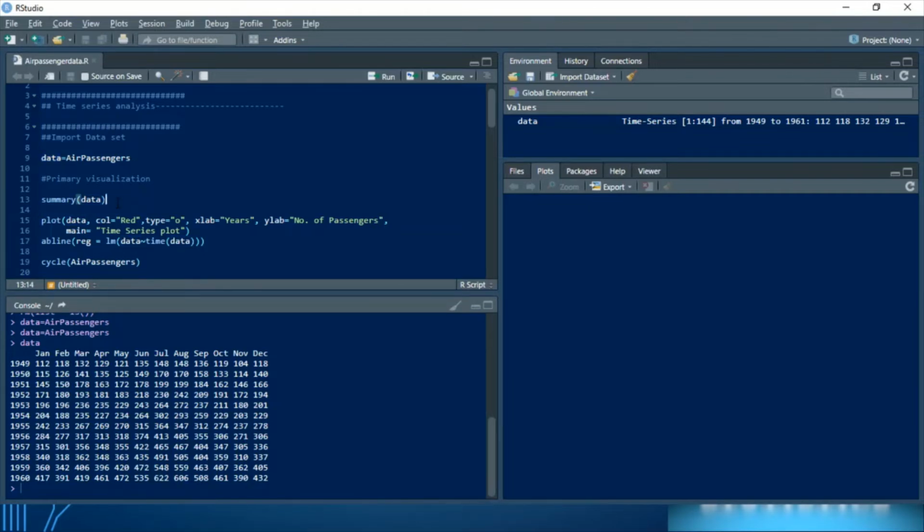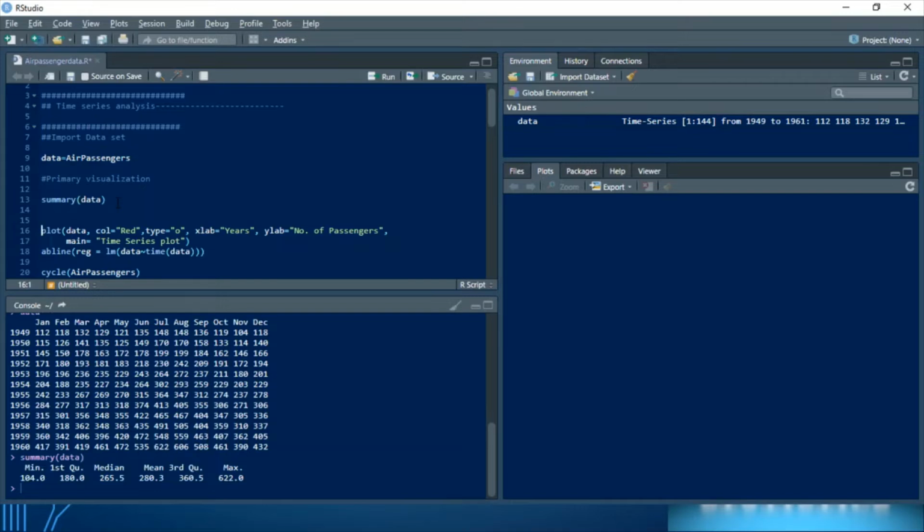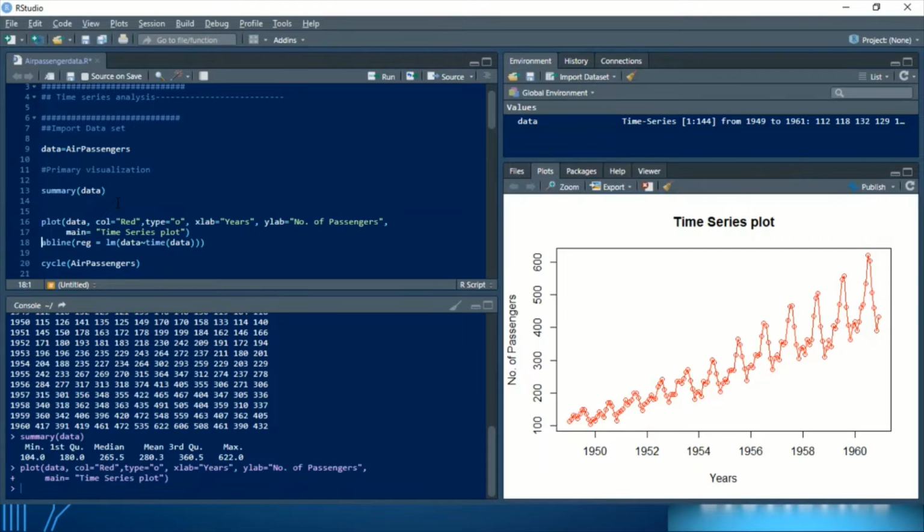For primary visualization, let's see. First we summarize the data, in which the minimum value is 104, that is, 104 air passengers is the minimum value. 180 is the first quarter, 265.5 is the median. These are the basic descriptive statistics, which I am not going to explain in detail. Let's see the nature of the data set.